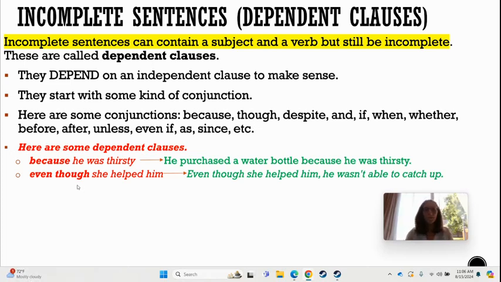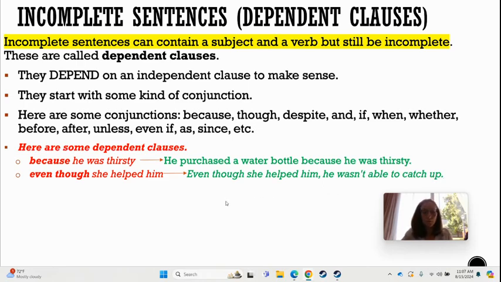We can fix it by adding, and I'm speaking too quickly, my apologies, we can fix it by adding an independent clause along with this dependent clause. And again, an independent clause is a complete sentence that could stand on its own. Here's what the fixed version would sound like. Even though she helped him, comma, he wasn't able to catch up. When those two thoughts are combined, everything makes sense. You are good to go.